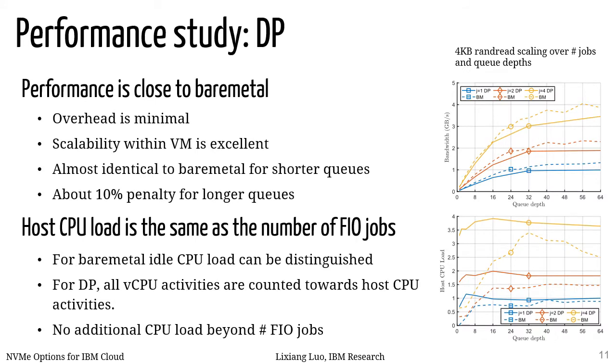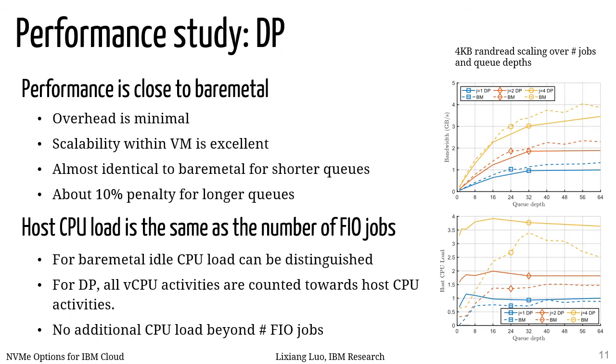Now let's take a look at some numbers. Here is a comparison between device pass-through and bare metal. As you can see in the figures on the right, we focus on 4K random read scaling over the number of jobs as well as the queue depths. The performance between the two is almost the same. There's a slight penalty for device pass-through for longer queues, but such situations are quite rare in practice.